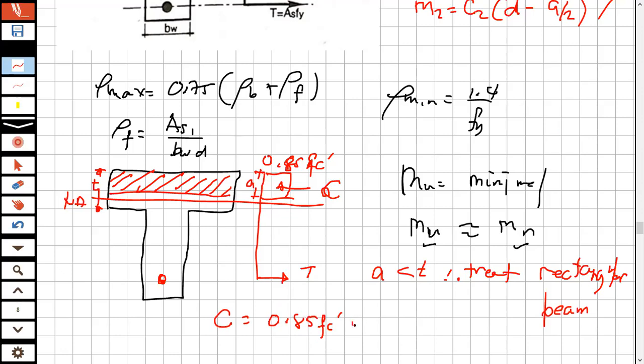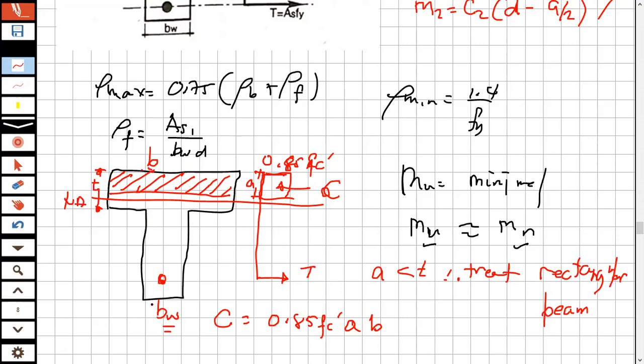Okay? Multiply natin sa a. And then, ano yung b natin? Ito yung bw. Ito naman yung b. Okay? Multiply natin sa b. Okay? 0.85 fc prime, a times b. Okay? 0.85 fc prime, a, at saka b. Hindi bw, okay? Not bw.